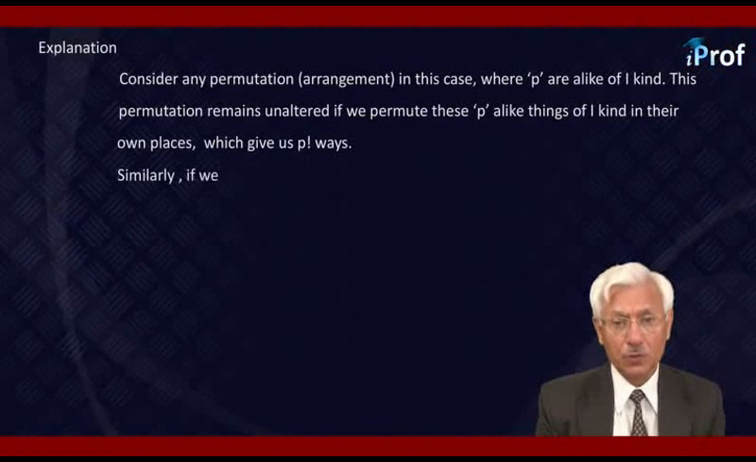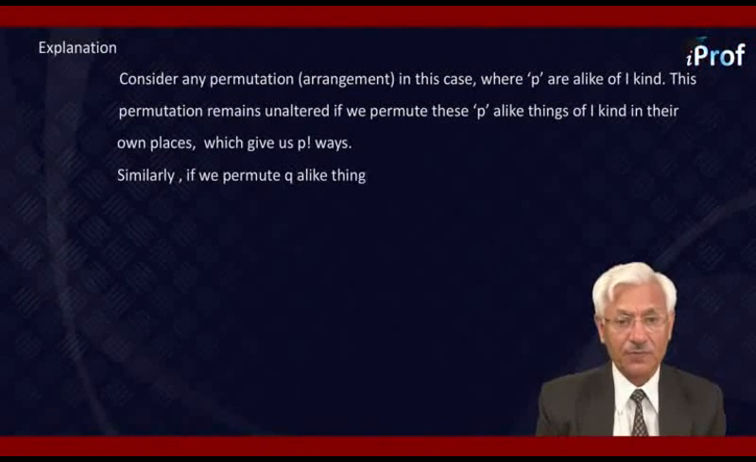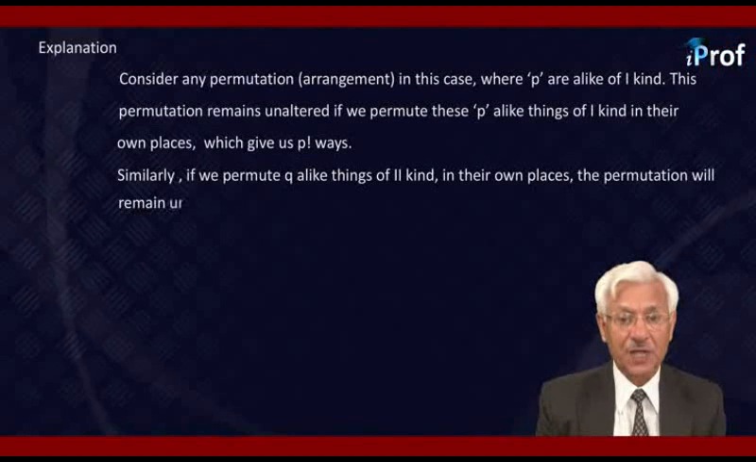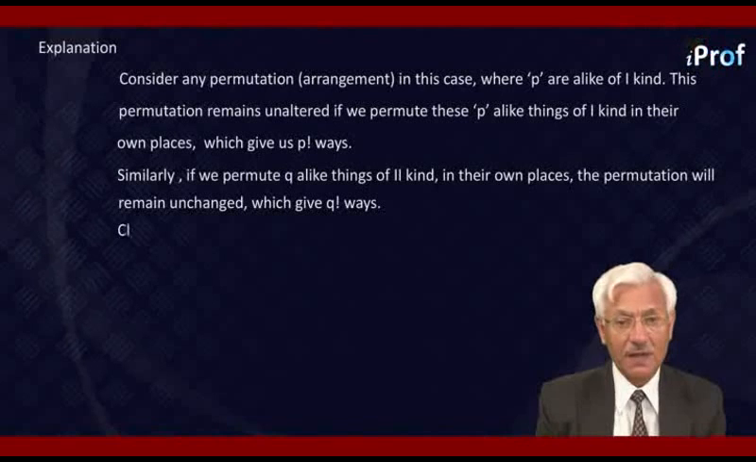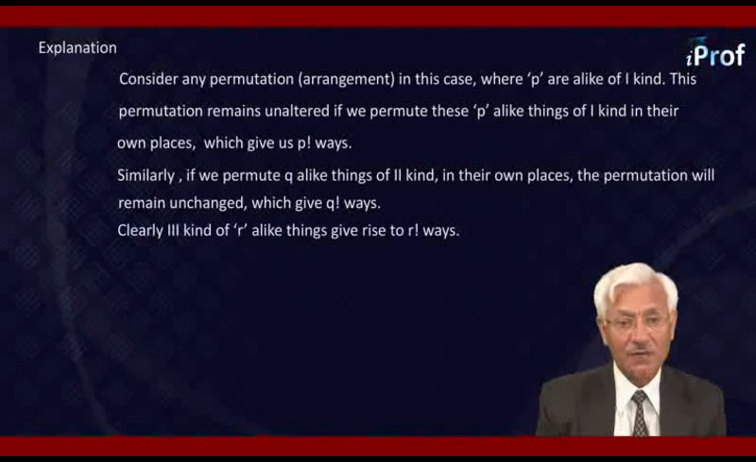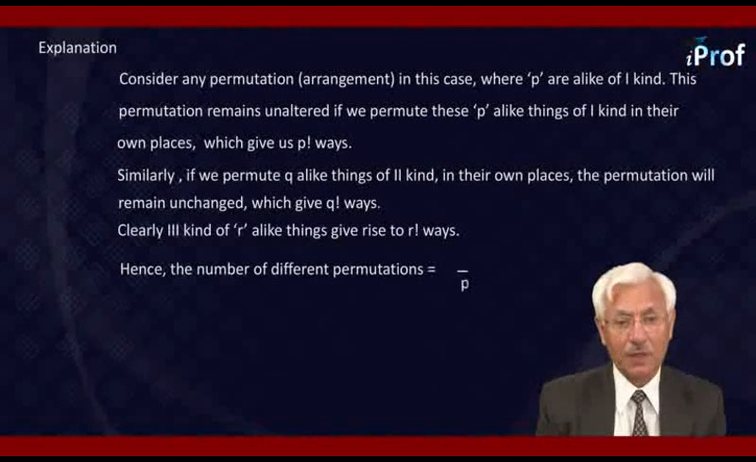Similarly, if we permute q alike things of second kind in their own places, the permutations will remain unchanged, which gives us q factorial ways. Clearly, third kind of r alike things give rise to r factorial ways. Thus, the number of different permutations will be n factorial divided by p factorial into q factorial into r factorial.